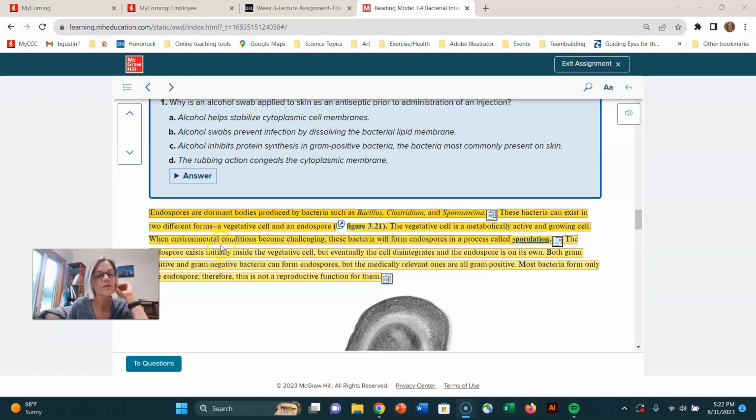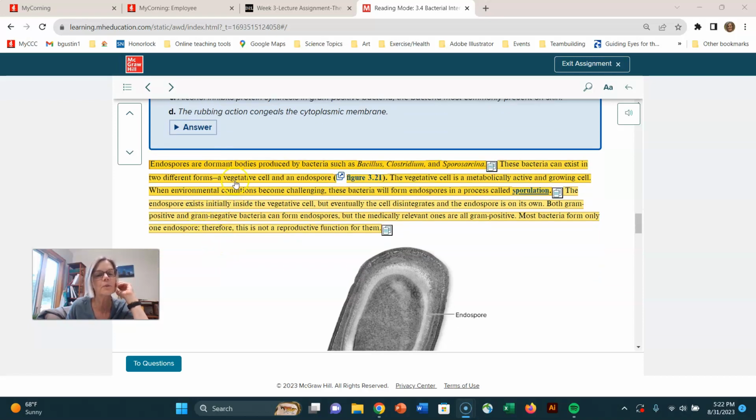And the bacteria can exist in two forms, a vegetative cell and an endospore. So vegetative cells are bacteria that are doing their normal thing. They're growing, they're metabolically active. Being a vegetative cell for a bacterium is a normal thing to do every day. It's just actively growing. But bacteria that can make endospores, sometimes environmental conditions become challenging.